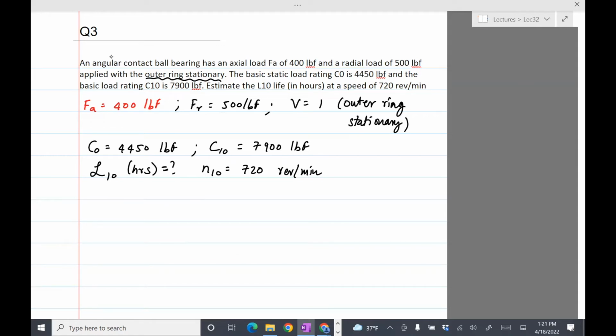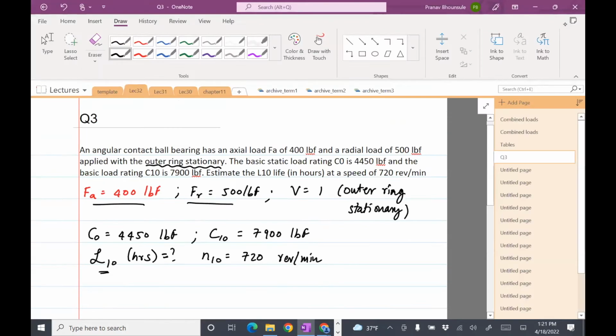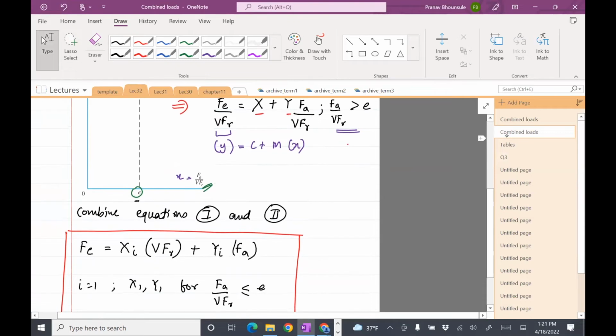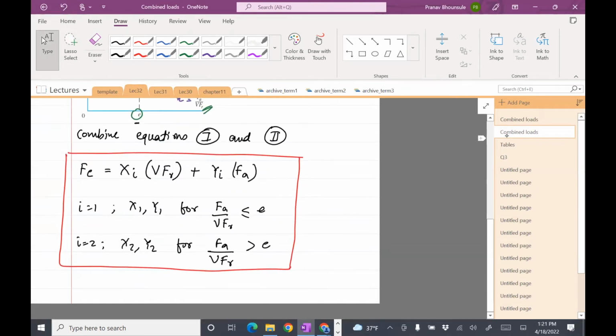Okay, so the key thing here is that this particular bearing is subjected to two loads, a radial load and an axial load. And that's why we need to compute an equivalent load. And then once you have the equivalent load, then we can go ahead and solve for the L10 life. So that's an extra step of computing the equivalent load. Okay, so how do we do that? Well, let's look at the single formula we've seen so far. The formula is this right here.